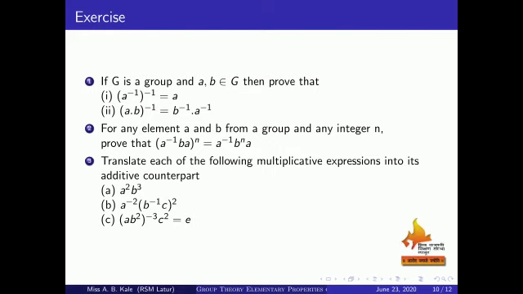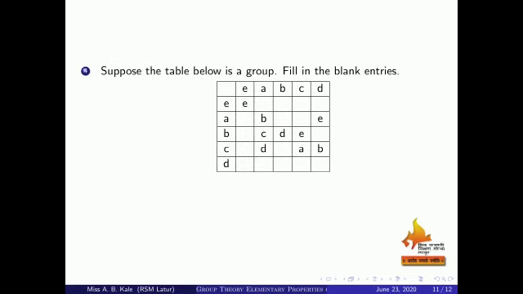Now, third exercise: translate each of the following multiplicative expressions into its additive counterpart. For this exercise, use the above table. Very interesting exercise. You have been given a table and you have to fill the blank entries. Use the definition of group and the properties to fill this table.